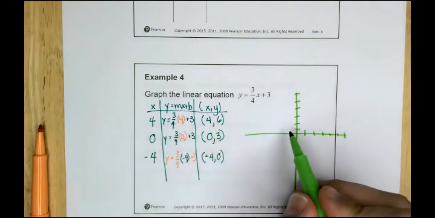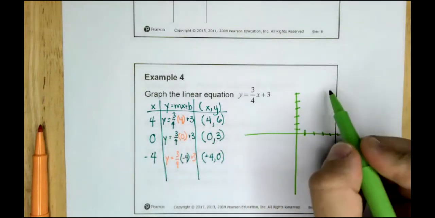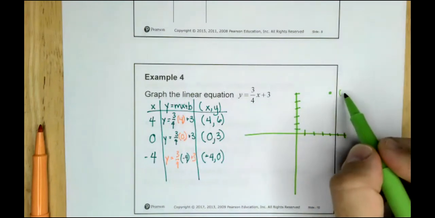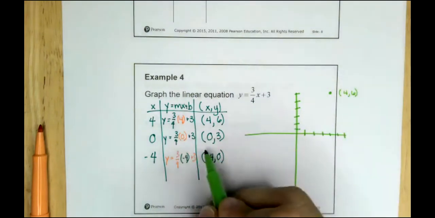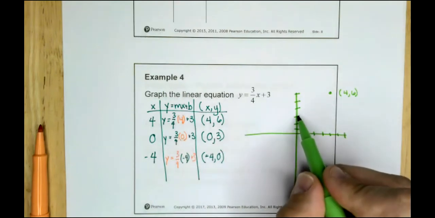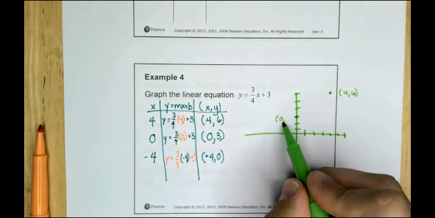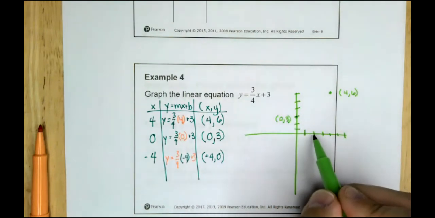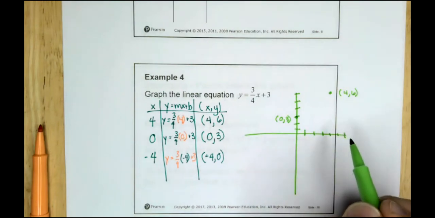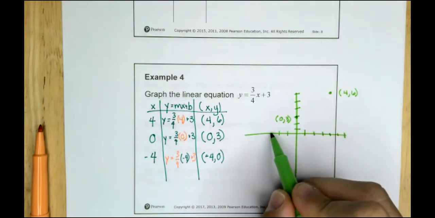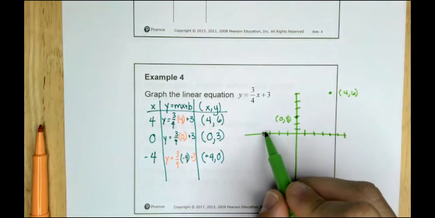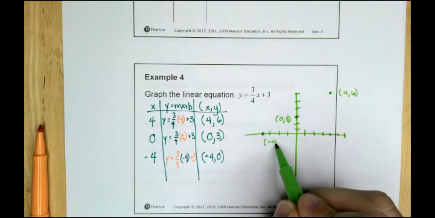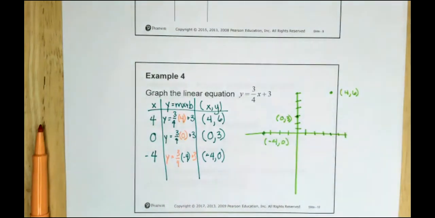So my first point is x 4, y 6. Next point is 0, 3. And then we have 4. Oh, sorry, -4, 0. Okay. And now you want to graph that to make sure it is on a straight line.